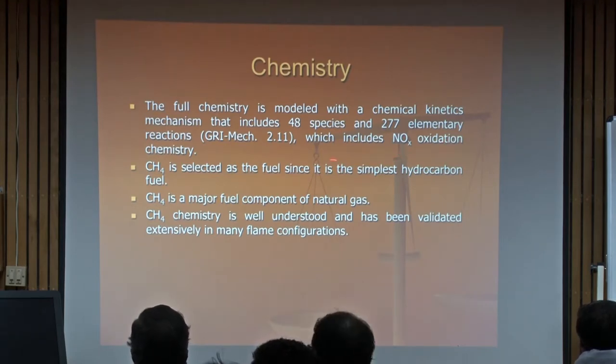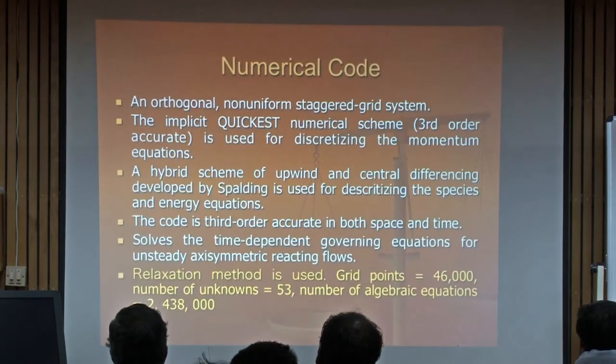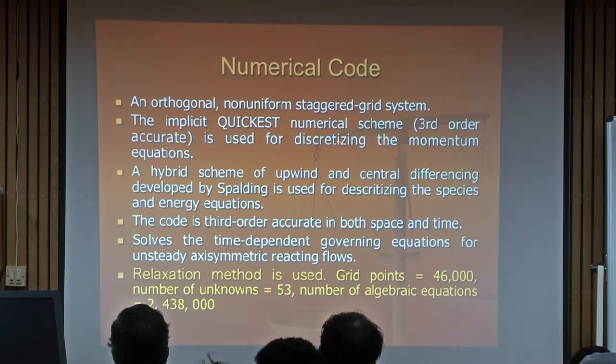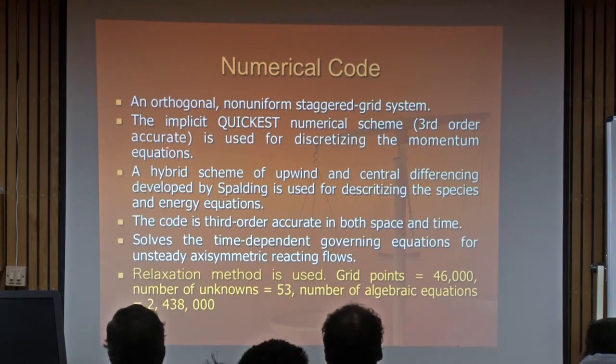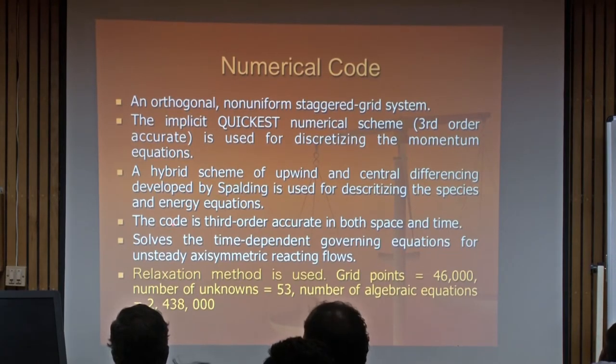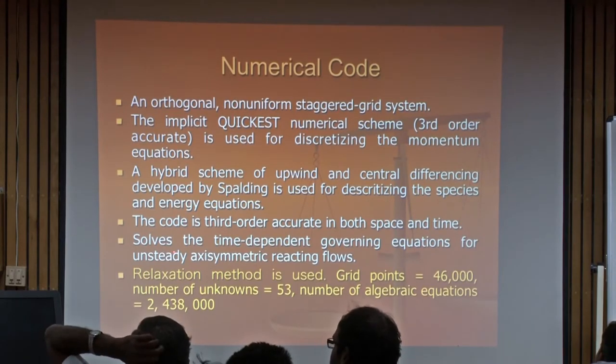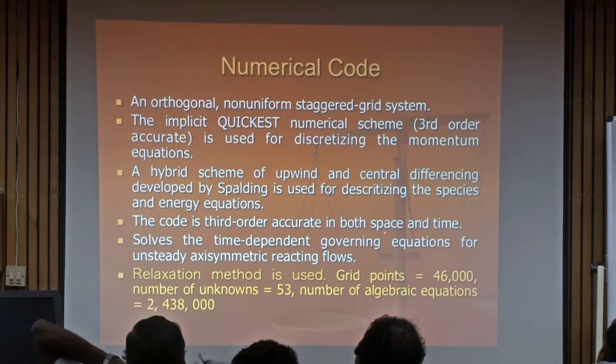And then some more information. So this is for a jet flame. These are just a few of the numerical details. So it was finite volume discretization, which is third order accurate both in space and time. For some equations it was not third order, it was between first and second order. But overall the code was third order accurate in space and time. So we solved the unsteady equations.